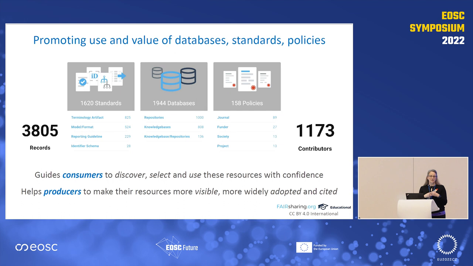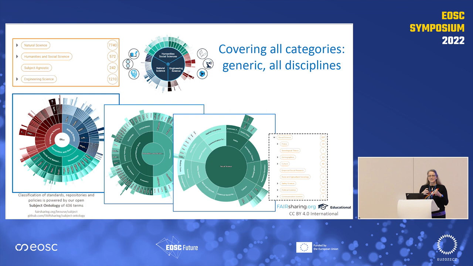These are developers of those resources who've come to us to make sure that their record is up to date, and therefore to make their database, standard or data policy more findable and more accessible. Another point to make is that FAIRsharing covers all disciplines, and this is important when I come to the community curation program in just a moment. So we store information on databases, standards, and data policies across engineering science, natural sciences, humanities, and social sciences. And here is an example of the way you can browse those subjects.